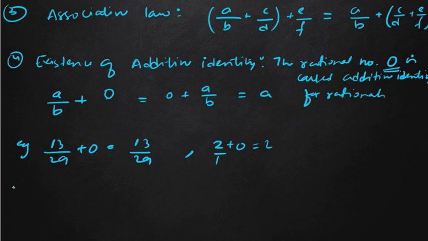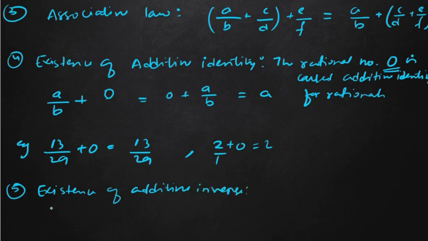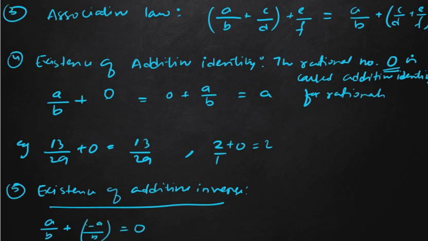Okay, and the last property, that is our existence of additive inverse. So how do you have to think? Suppose we have one rational number a by b, so what should be added to this rational number so that the answer is 0? So obviously the negative of a by b. So that means if we add the negative number with the given rational number, the result will be 0. So that type of rational number is called the additive inverse.